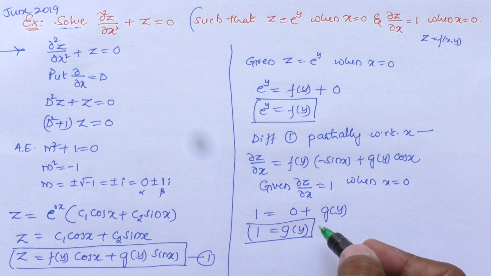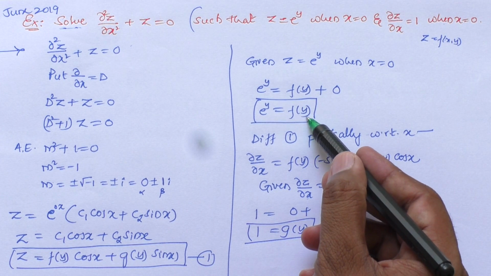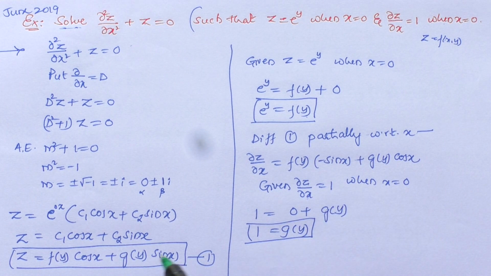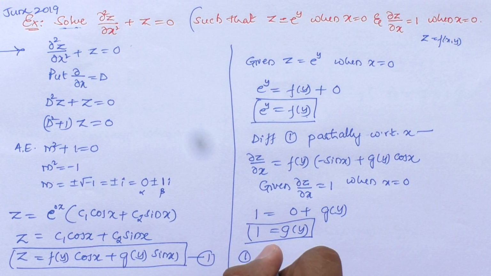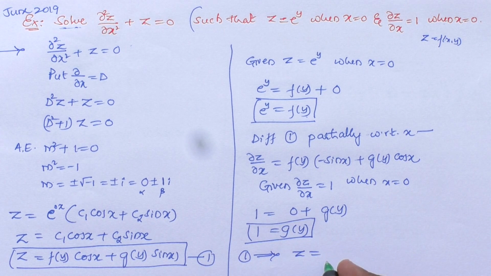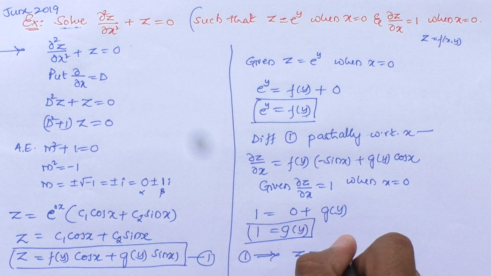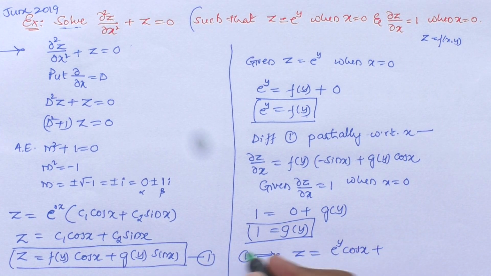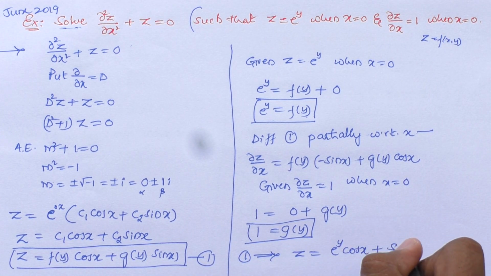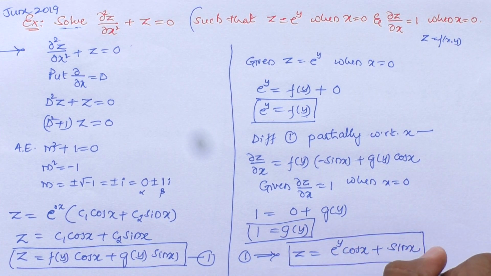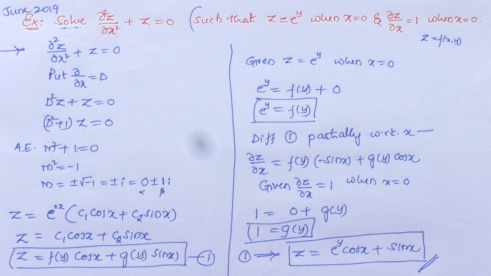So now we got both arbitrary terms, f of y as well as g of y. So whatever you got, substitute in equation 1. So z equal to, from 1, z equal to f of y, that is e raised to y cos x, plus g of y, that is 1, sin x. So this is the final required solution of the given problem.